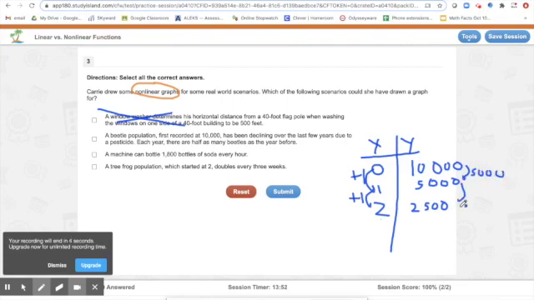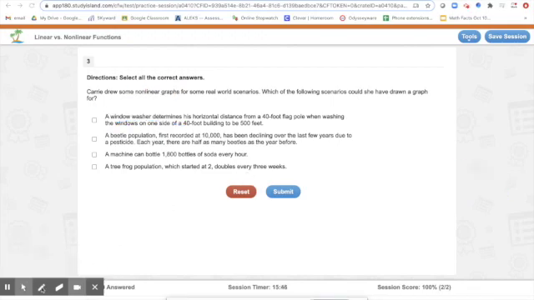And this goes down by 2,500. Non-linear. All right. So now let's look at machine. Actually, first of all, let's select this one because we know that that's nonlinear, as we just discovered. So machine can bottle 1,800 bottles of soda every hour. And right away, I know this is a linear situation because it's going up the same amount every time.